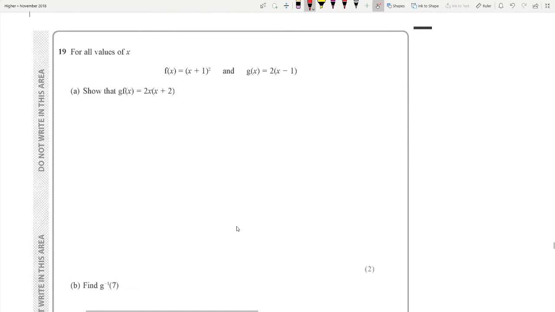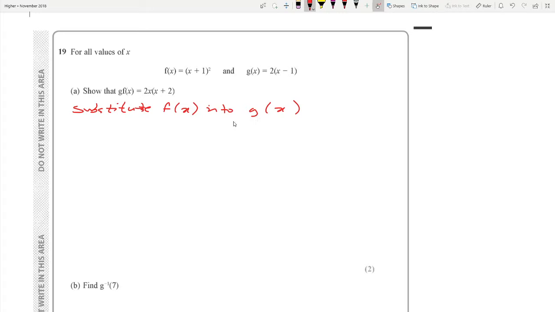Okay, so here we're told that for all values of x, we're given that f(x) equals (x plus 1) all squared, and g(x) equals 2(x minus 1). So we've got two functions here. Show that g(f(x)) is 2x(x plus 2). Now, what does that mean? All that simply means is substitute f(x) into g(x). That's just another fancy way of saying substitute f(x) into g(x).